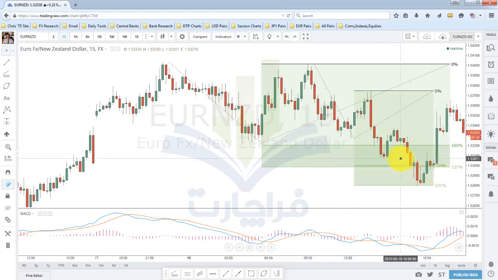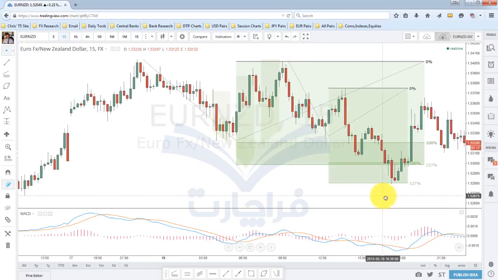Now, what else do we notice here? We had a little bit more strength to the 127. Right here, this 127, we don't see divergence. There's no divergence here. Okay, so we're going to maintain a bearish outlook.